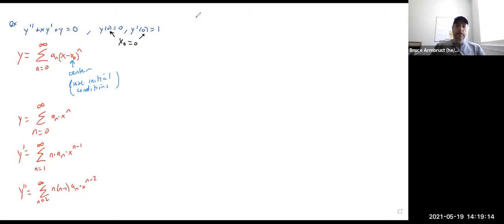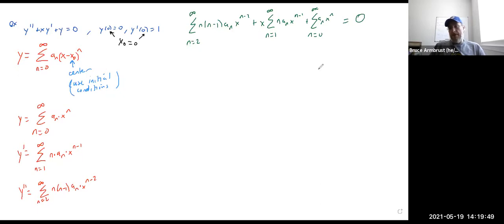So we're going to get y double prime. So that's the sum from 2 to infinity n times n minus 1 a sub n x to the n minus 2, plus x times the sum from n equals 1 to infinity of n times a sub n x to the n minus 1. And then plus y, so n equals 0 to infinity a sub n x to the n, and we know that that needs to equal 0.